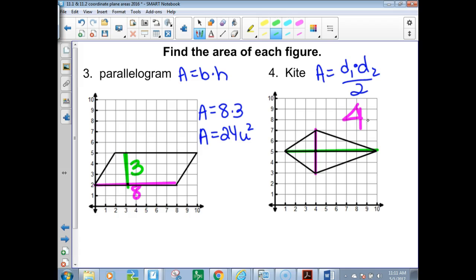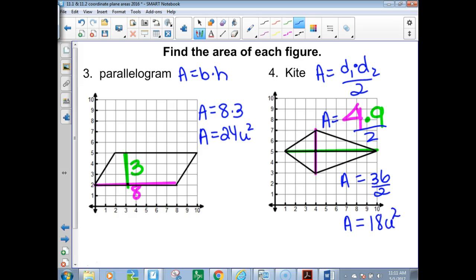The horizontal one is 1, 2, 3, 4, 5, 6, 7, 8. Is it 9? Yep. 16? No. We have to divide by 2, but that's 36 divided by 2, which is 18. Right? Okay, 18 square units on that one. No, you're not. Stop. Maybe you counted only 8 across and you did half of 32.